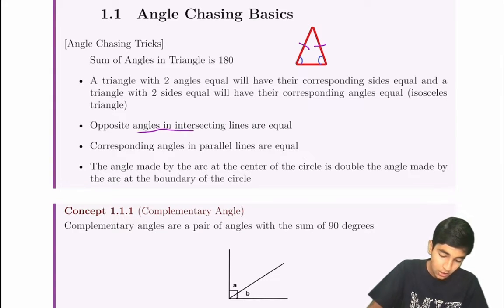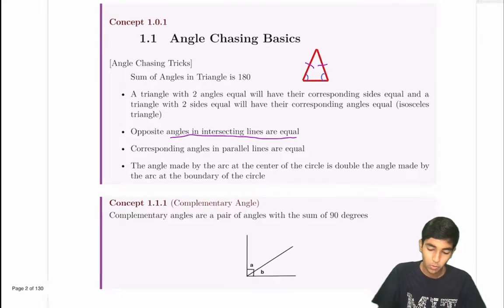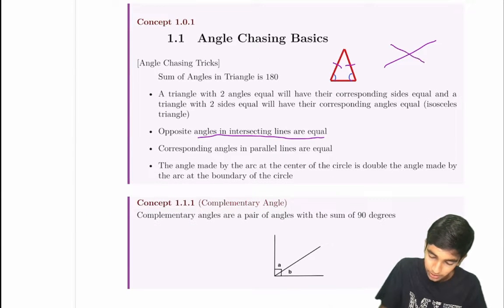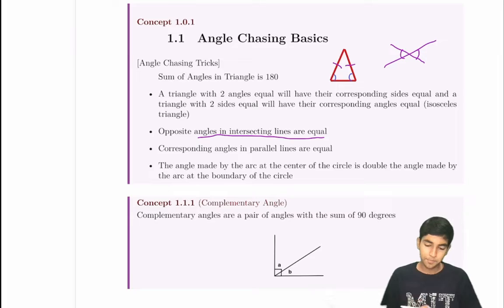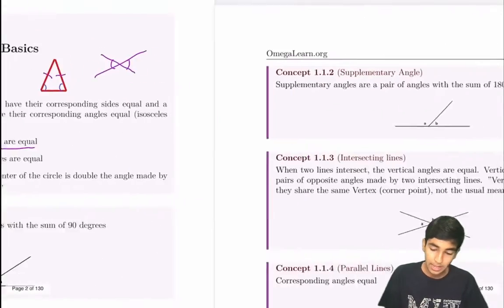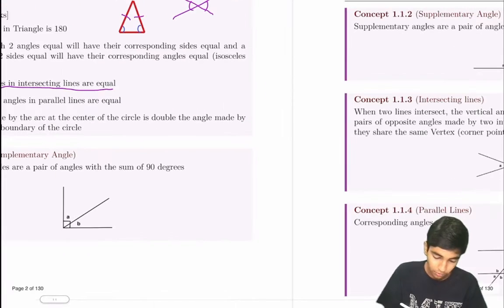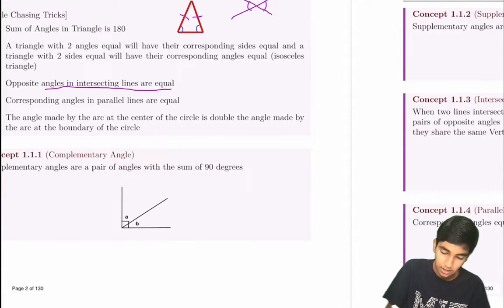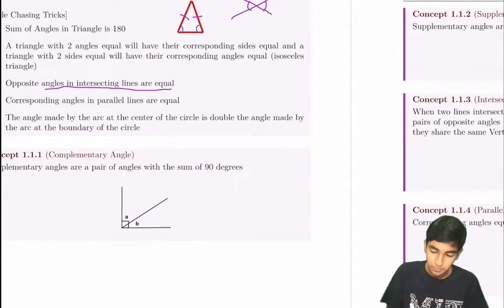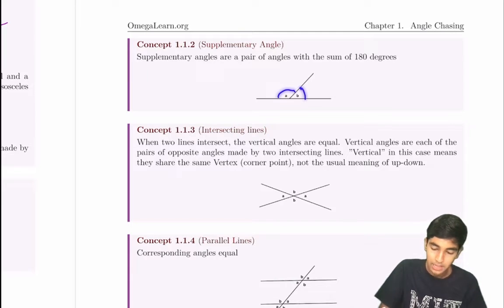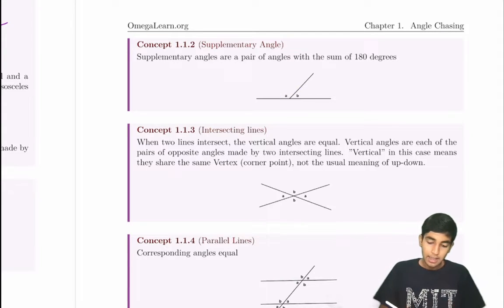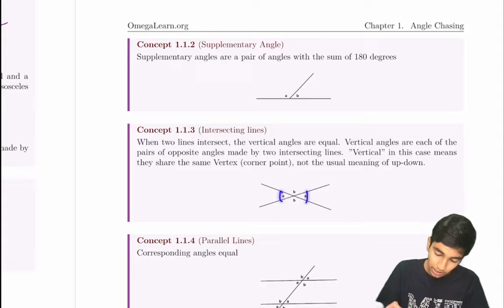Okay, so opposite angles in intersecting lines are equal. This is known as vertical angles, right? These two angles are equal. Corresponding angles in pairs, let's explore them here. So we've got, of course, complementary angles if they sum to 90 degrees. Supplementary angles, if they're on a line, sum to 180. Again, vertical angles, these two angles are equal, these two equal.